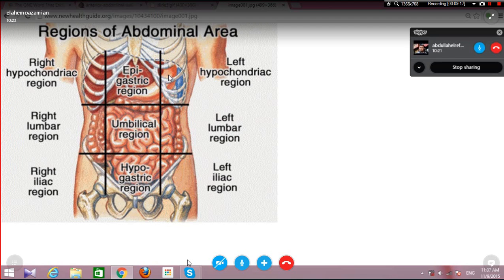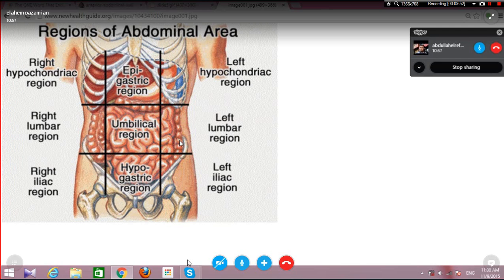What can be our vertical lines? Mid-clavicular or mid-inguinal. If you choose mid-clavicular on both sides, it should be mid-clavicular. If you choose mid-inguinal on both sides, it should be mid-inguinal. And you should know what mid-clavicular means: from the middle of the clavicle down. It's 9 centimeters away from the sternum. Mid-inguinal is the midpoint of the inguinal ligament, which runs from the anterior superior iliac spine to the pubic symphysis.